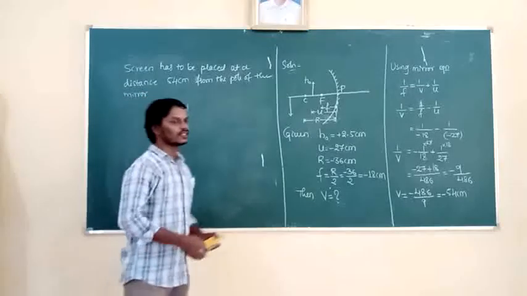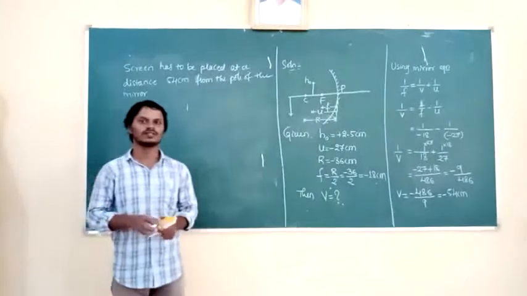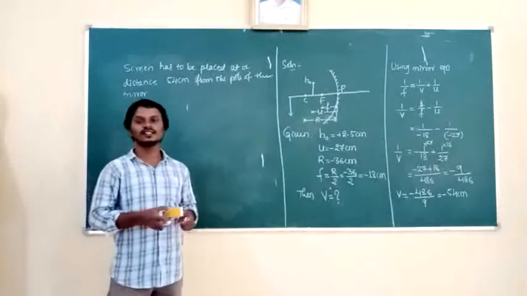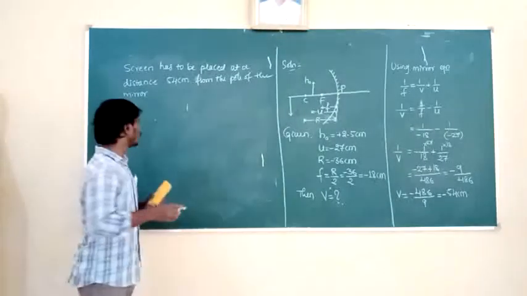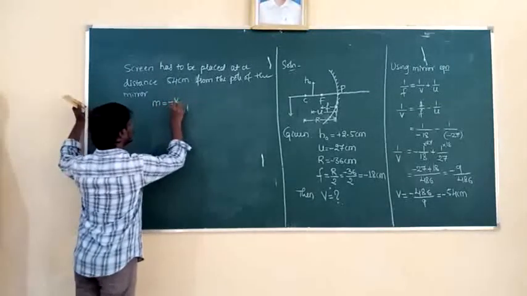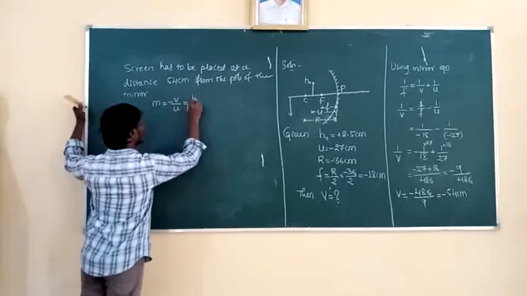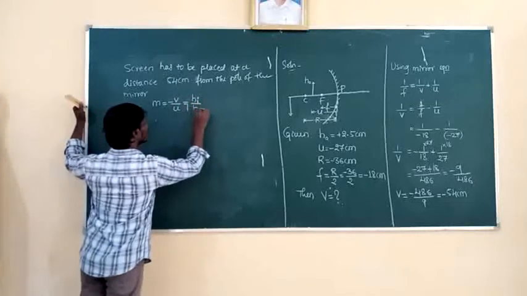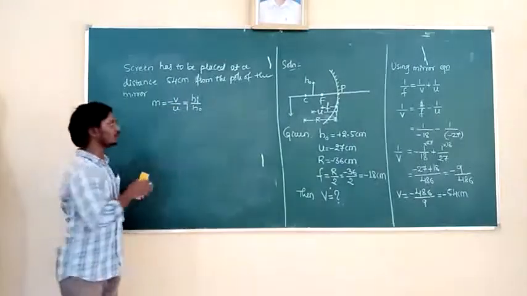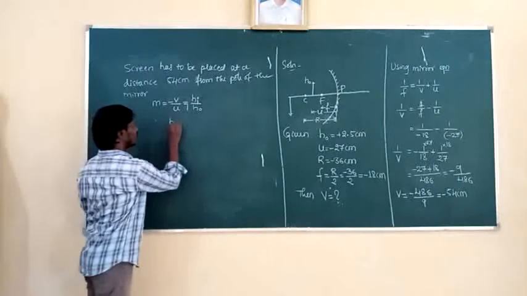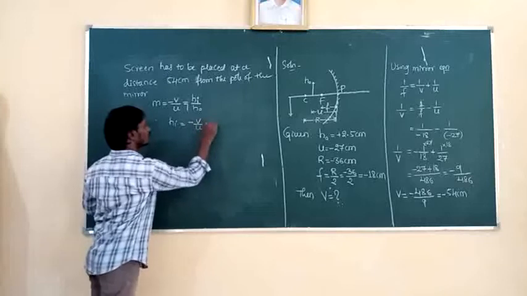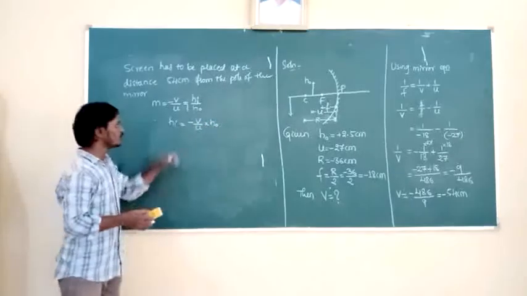And again there are two sub questions. What are those? Describe the nature and size. To find the nature and size we have to find the magnification. What is magnification? M is equal to minus v by u, that is equal to hi by ho. Then I will write hi is equal to minus v by u into ho.